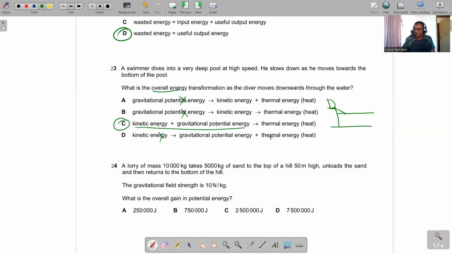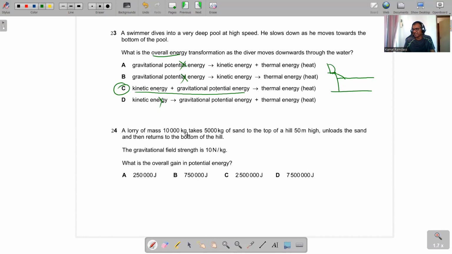Thermal heat energy. A lorry of mass 10,000 kilograms takes 5,000 kilograms of sand to the top of a hill 50 meters high. Okay. Unload the sand and then return to the bottom of the hill. The gravitational field strength is 10 Newton per kilogram. What is the overall gain in potential energy? What is the overall gain?